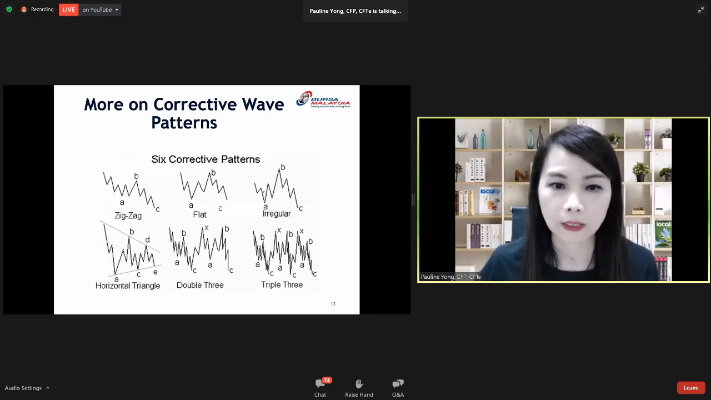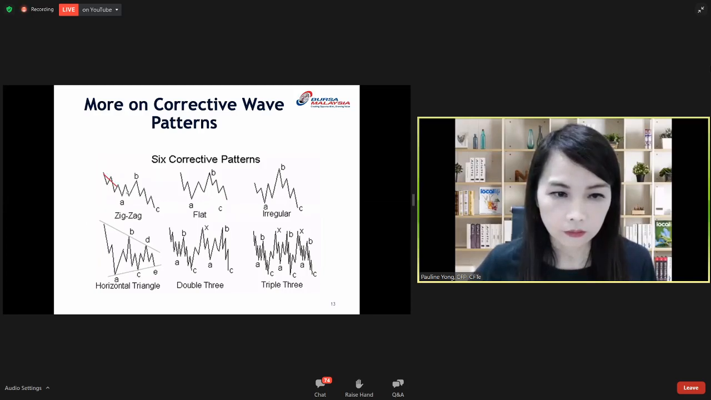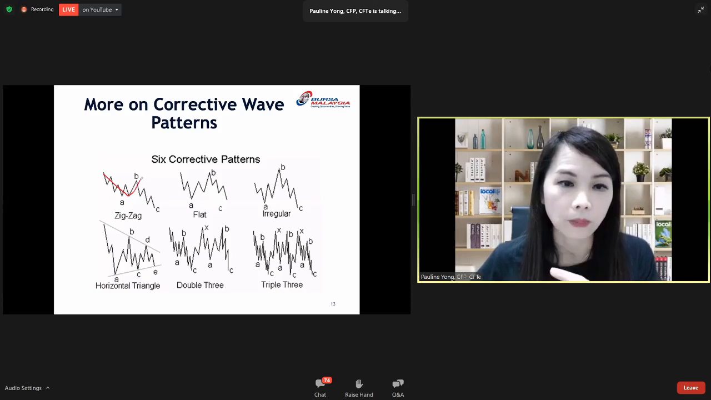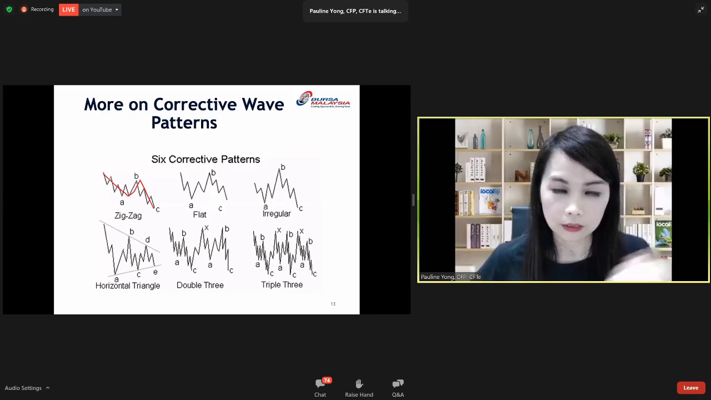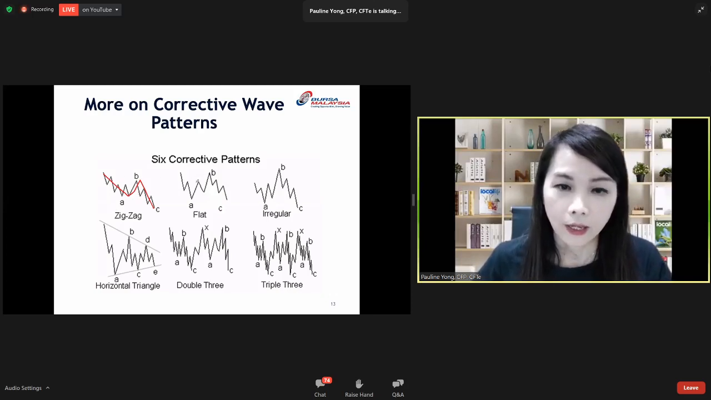You recognize the pattern. A zigzag is easy to recognize because it is a big down, then a short relief, a short rebound, followed by another big down. So this one is a zigzag. You definitely can't go wrong with this zigzag because it is going down. And flats means you are moving sideways. You can't go wrong with this.